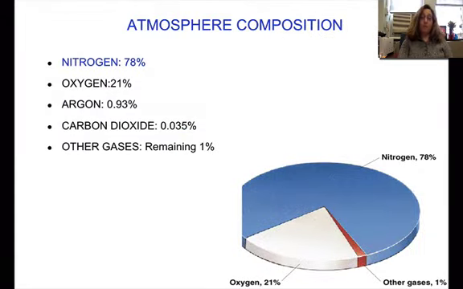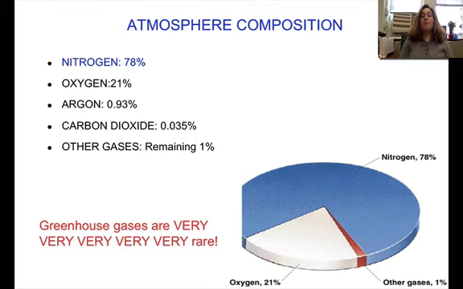Something I want us to remember is that the atmosphere is almost completely made up of nitrogen and oxygen. 99% of the atmosphere is nitrogen or oxygen. Nitrogen makes up over 3/4 of the Earth's atmosphere. Nitrogen and oxygen are not greenhouse gases. Greenhouse gases are a small component of the other 1% of gases that make up the Earth's atmosphere. So that means that greenhouse gases are very, very rare.